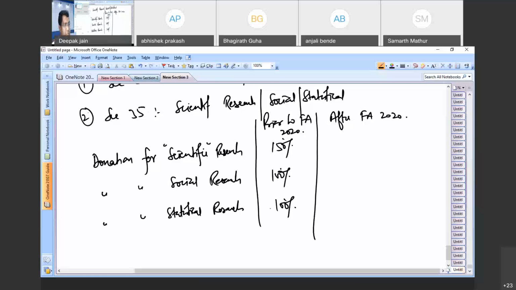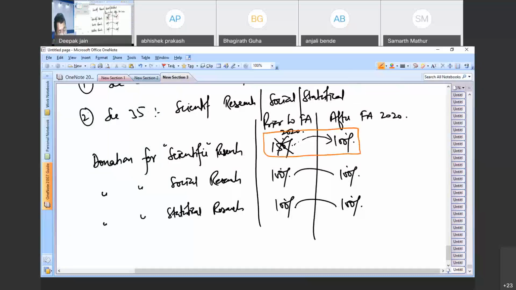From Finance Act 2020, this 150% is reduced to 100%. The 100% remains the same and this remains the same. This one is amended by Finance Act 2020. Please let me know the amendment. What is the amendment by Finance Act 2020? Earlier, donation for scientific research was eligible for 150% deduction. Now eligible for 100% deduction only. Clear? Yes, sir. Yes. Next.